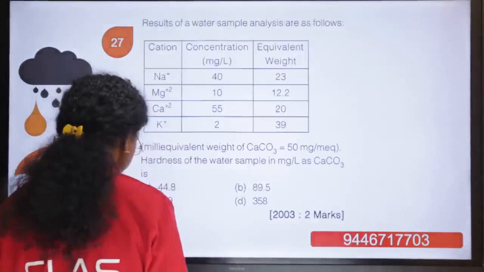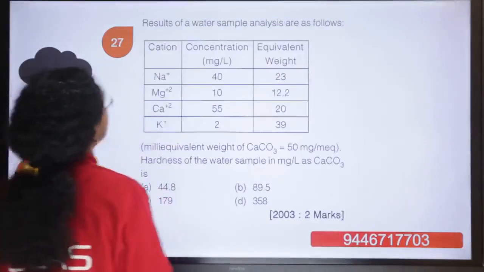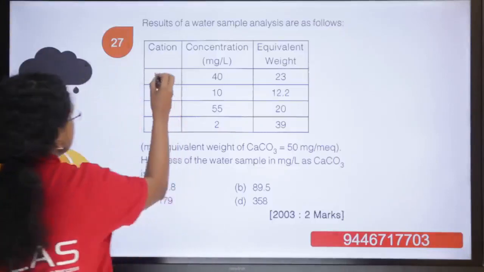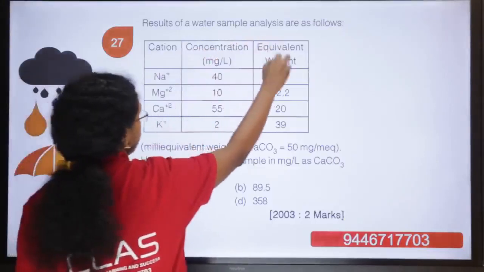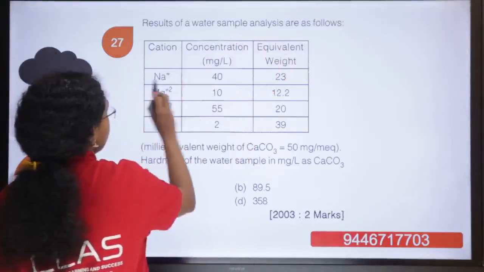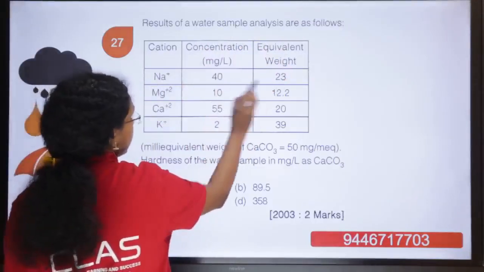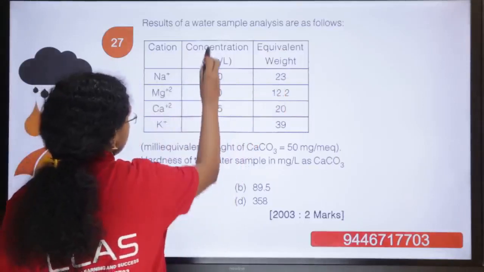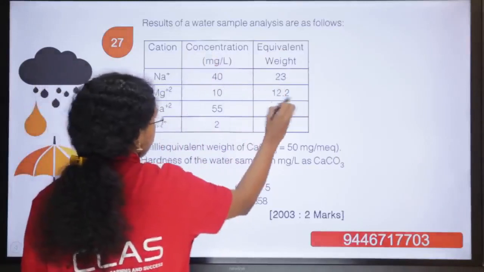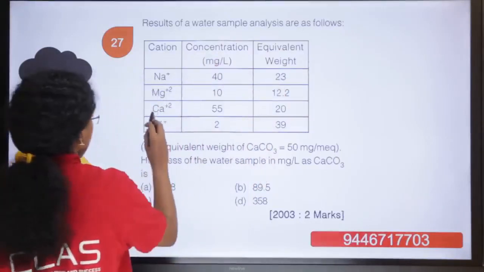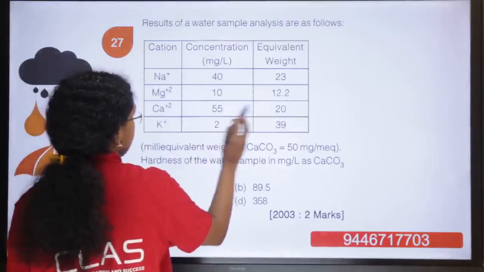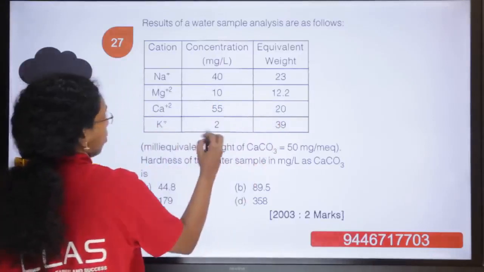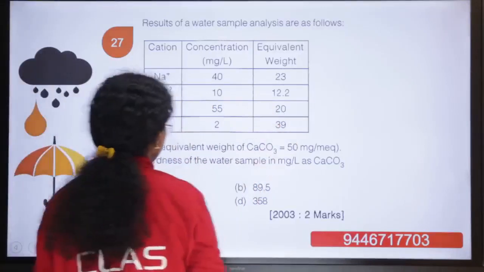The next problem. The results of a water sample analysis are as follows. Cation concentration and their equivalent weight are directly given. Sodium, concentration in water sample is 40 and its equivalent weight is 23. Magnesium, its concentration in water is 10 and its equivalent weight is 12.2. Calcium is 55 milligram per liter and the equivalent weight is 20. And potassium, the concentration in water is 2 and the equivalent weight is 39.